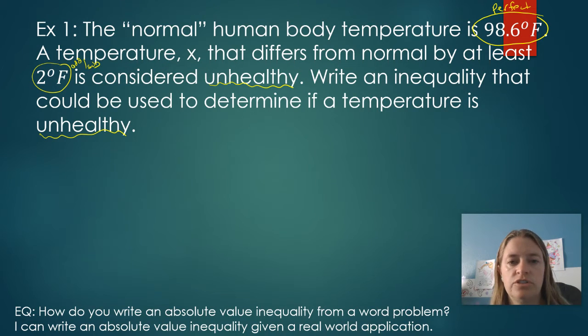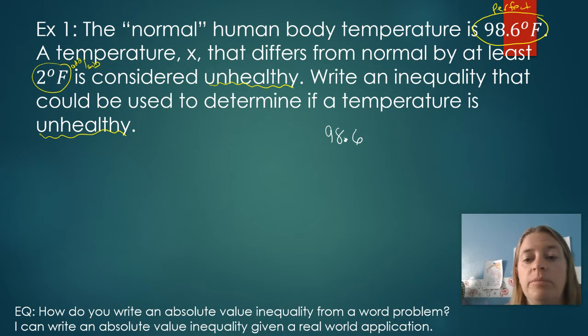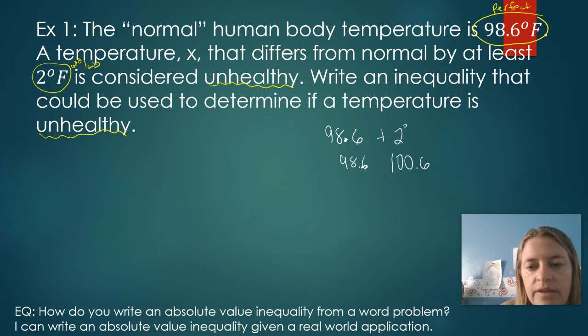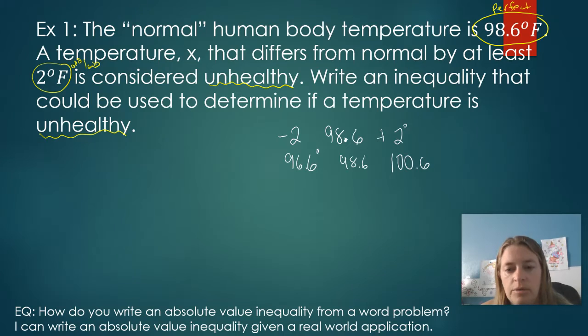So let's just first describe what a healthy temperature would look like. If we have a temperature of 98.6 degrees, that would be considered healthy. And then if we are off by a little bit, by 2 degrees, so if we add 2 degrees here, then that would also be considered healthy, so 100.6. And then 98.6 is right here. Or we could be less than that by 2 degrees, so it would be 96.6 degrees. And so that is the range of a healthy temperature.